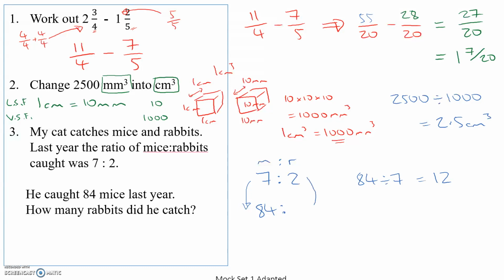So, a bit like above, we better do the same thing to this. We must have 12 times as many rabbits in the bottom ratio, so we better do 12 times 2, which gives me 24. Okay, so I think the answer is 24 rabbits.